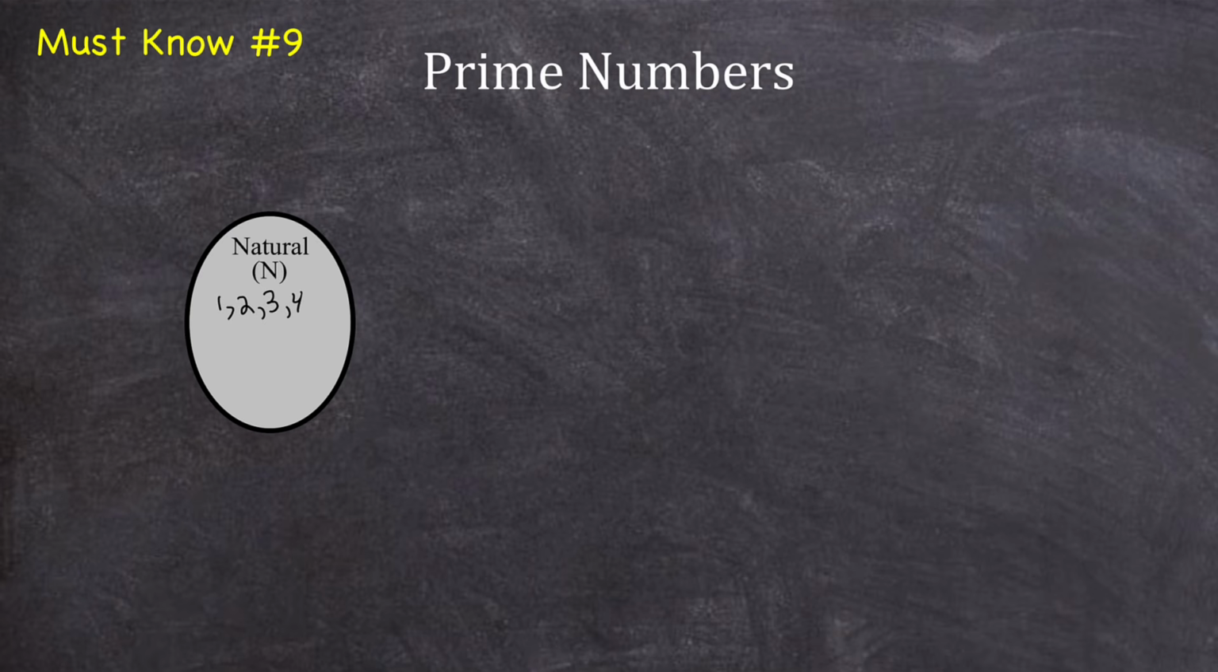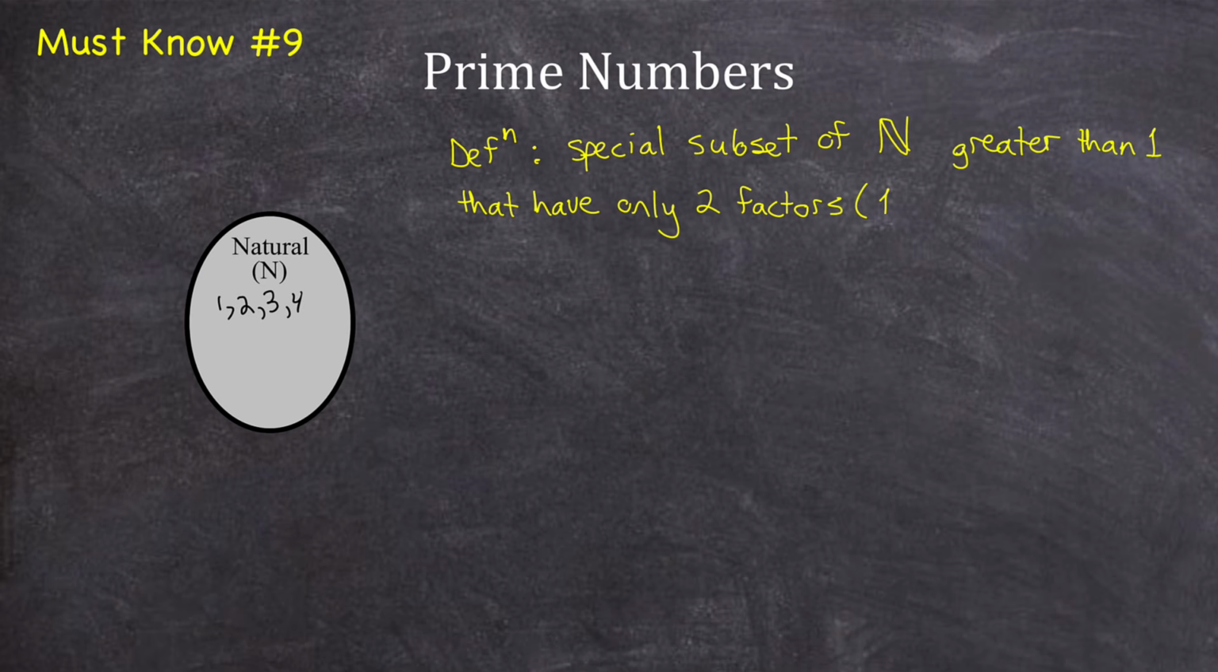If you don't know what a prime number is, the definition is that they are a special subset of natural numbers greater than 1 that have only two factors, 1 and itself. So in set notation, the set of prime numbers would be looking for numbers that are bigger than 1 but only have two factors, 1 and itself. So for example, the number 2, its only factors are itself 2 and 1. 3, the only factors of 3 are 3 and 1.